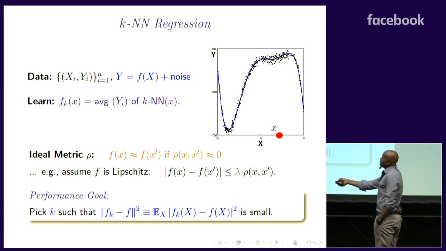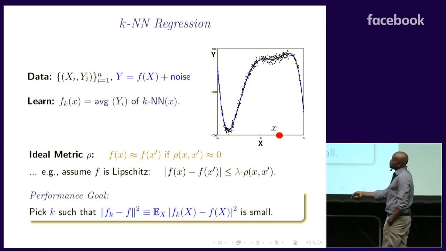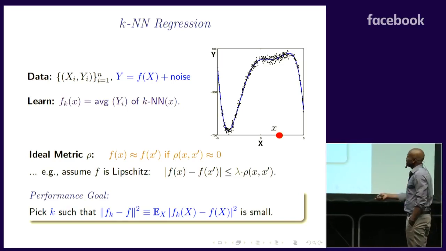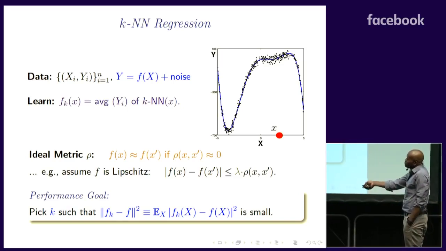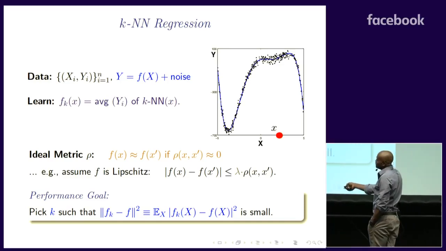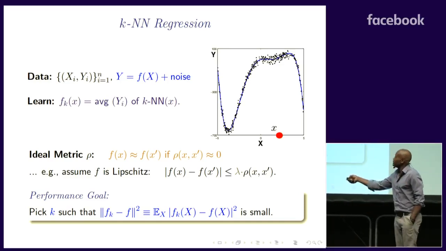Our performance goal is the expected squared distance between f_k and f, and that's the usual L2 risk that is often analyzed. So this will be the performance measure. What we want is to understand how to choose k such that the squared difference between f_k and f is small. So we now want to characterize this error under this type of assumption.